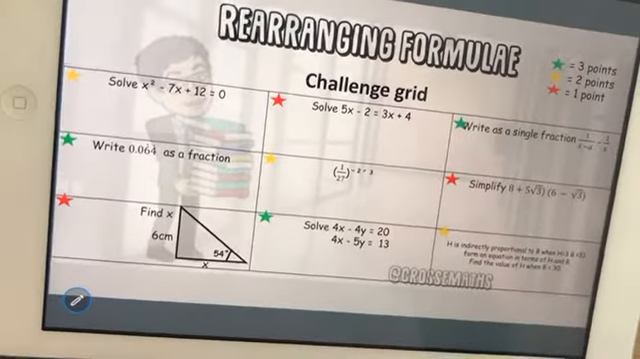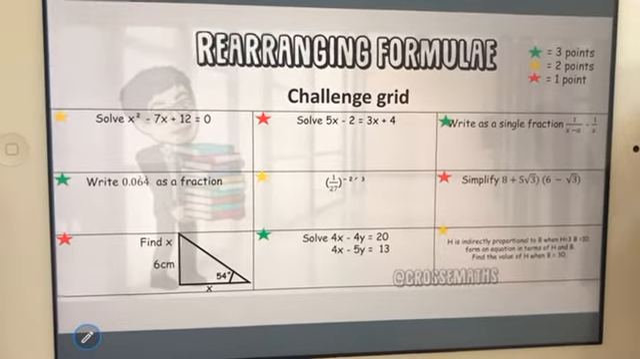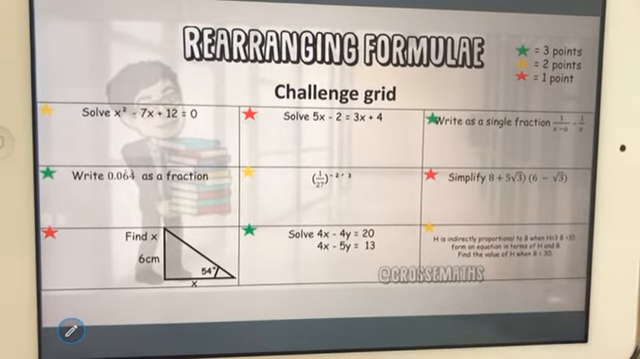Again, if you're doing this lesson and you find this alright, today's question of the day is also on rearranging formula. So if you do find this lesson okay, have a go at today's question of the day and test out your skills.